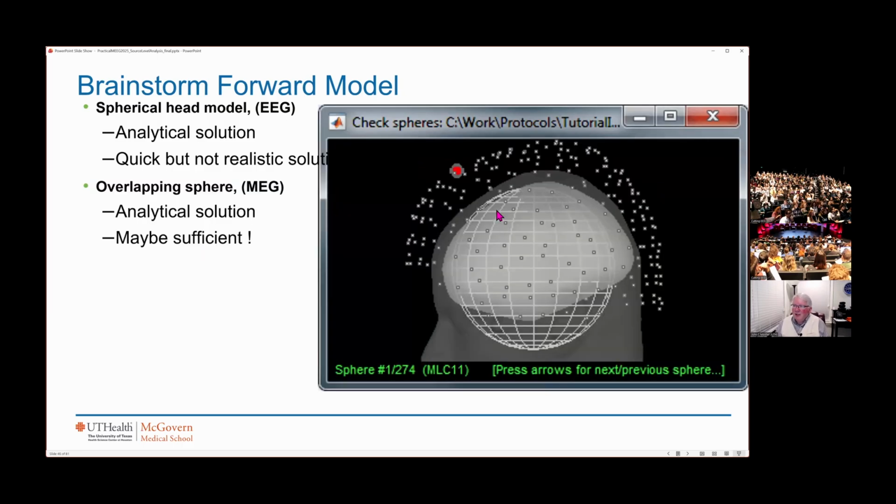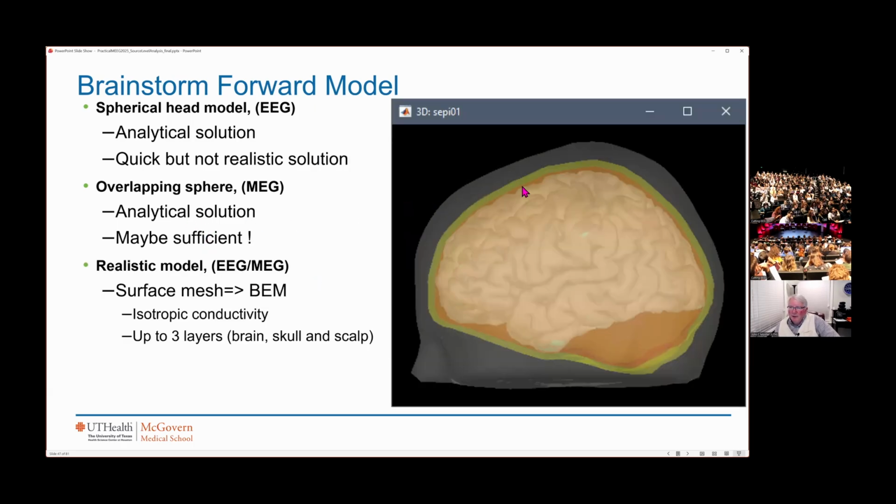But once the MRIs came around and we were able to use those better, what we developed was overlapping spheres, where every sensor gets a unique sphere, not one sphere for the head, but every sensor gets a unique sphere fitted to that sensor in the head. And we found in practice that that's generally sufficient, particularly for clinical work or just to get the job done. It's also an analytic solution, but more realistic. And again, if you're writing a grant to a committee, they love to see these things.